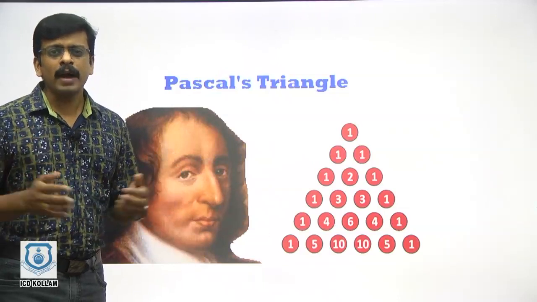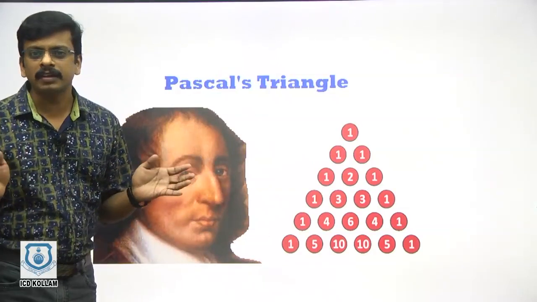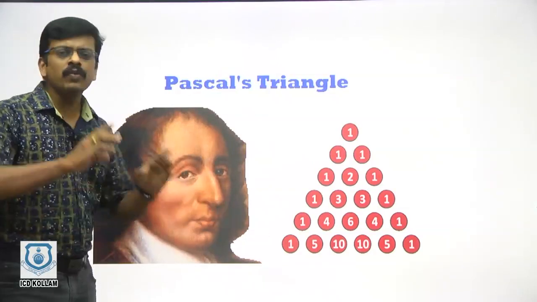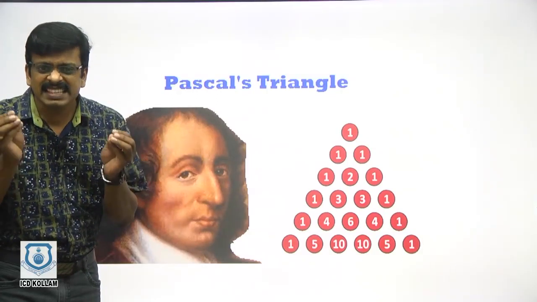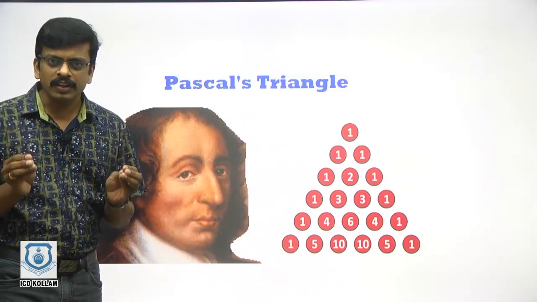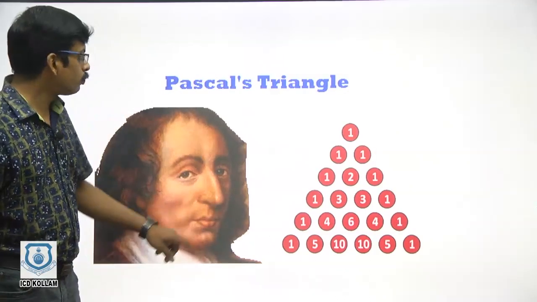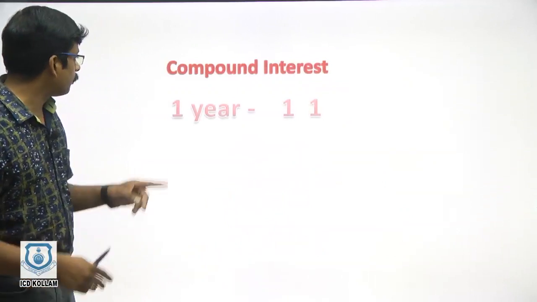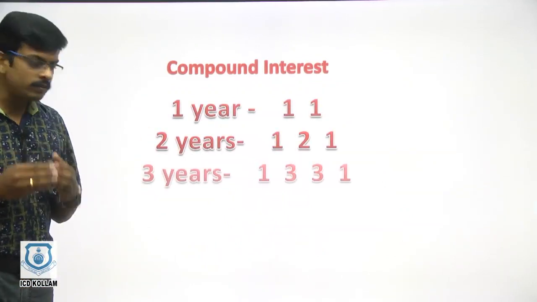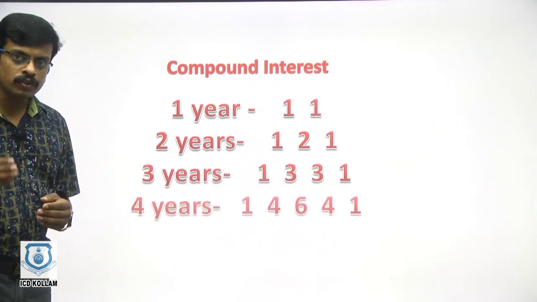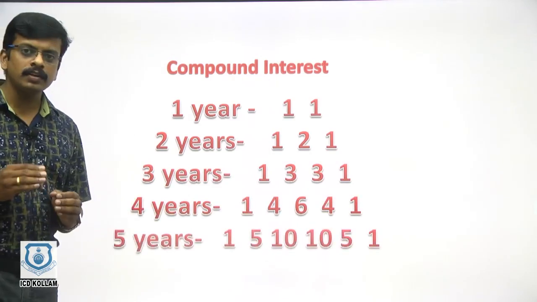In the area of mathematics, he was an early pioneer. His triangle is one of the greatest inventions in mathematics, and we are using this triangle in our compound interest calculation. First of all, you should learn this triangular frame by heart. 1 year: 1 1. 2 years: 1 2 1. 3 years: 1 3 3 1. 4 years: 1 4 6 4 1. And 5 years: 1 5 10 10 5 1.